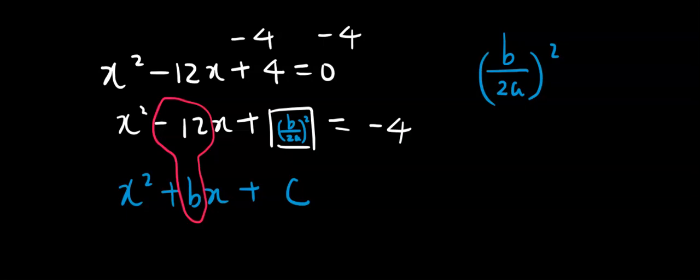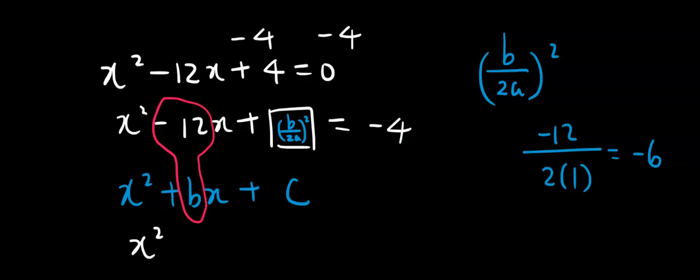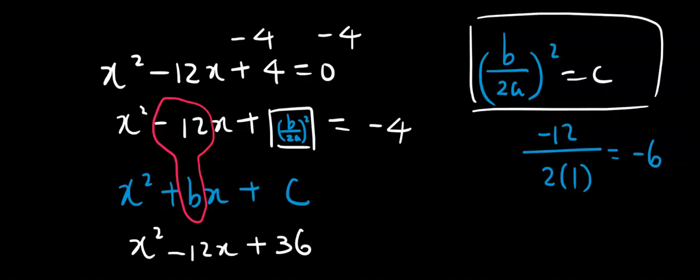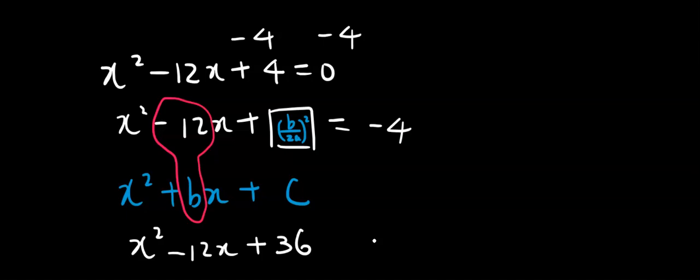In this case, b is negative 12. 2 times a. a is 1 in this case. So negative 12 divided by 2, that's negative 6, correct? The negative 6 squared, which means what is missing is actually 36. Okay? Always use this one to find the missing c. So to complete the square, we just added 36 to the left side.